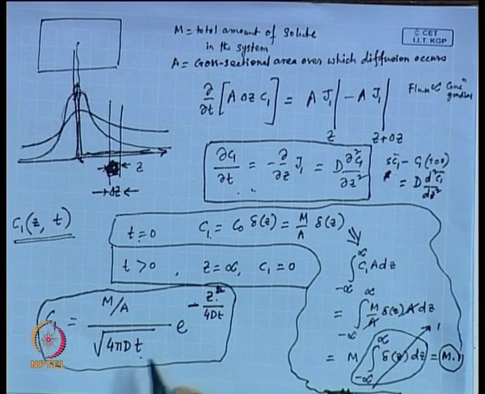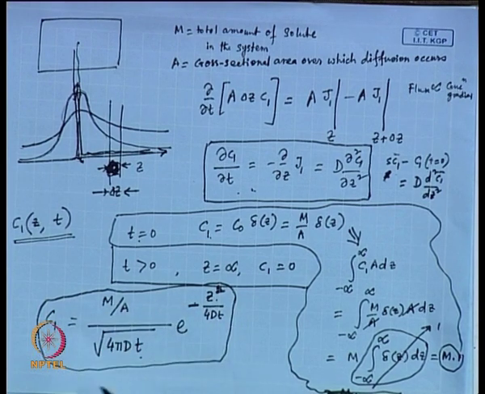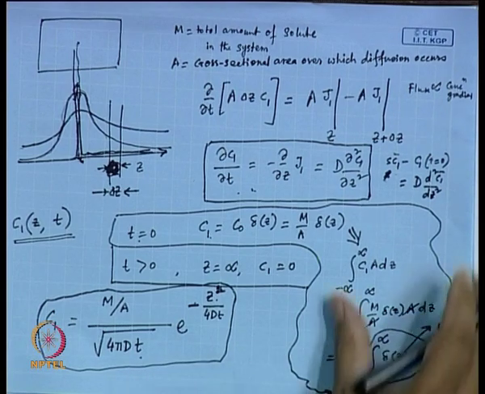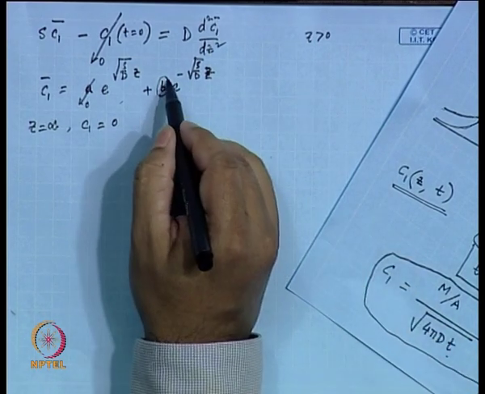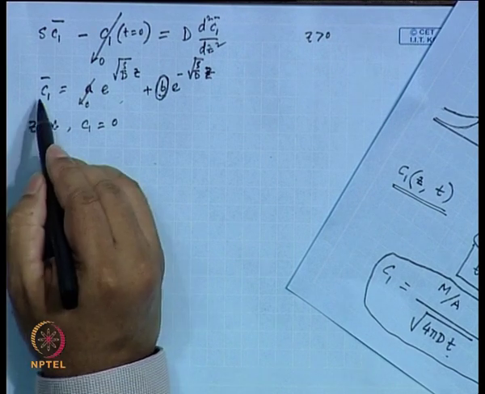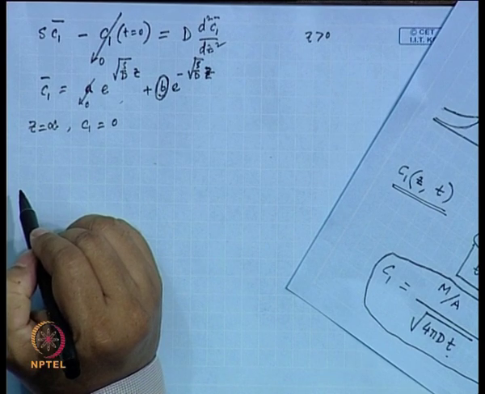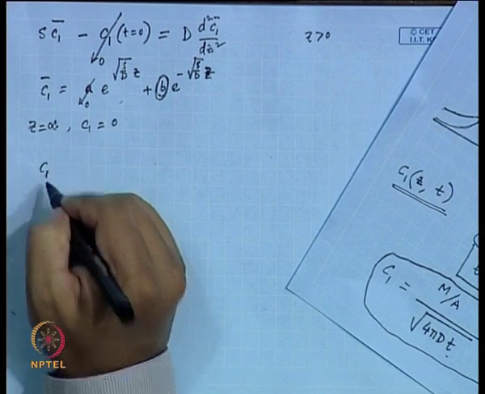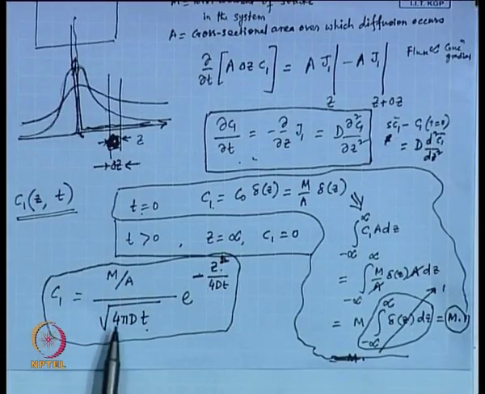Now, C1 is equal to m by a square root of 4 pi Dt, e to the power minus z square by 4 Dt. How you end up with this equation, you will do, because once you have this, using the other boundary condition, you have to find out what B is, and then you have to take an inverse Laplace transform for C. This is C1 bar, but actually you are looking at C1. So, when you take the inverse Laplace transform, you will get this form, C1 is equal to this quantity.